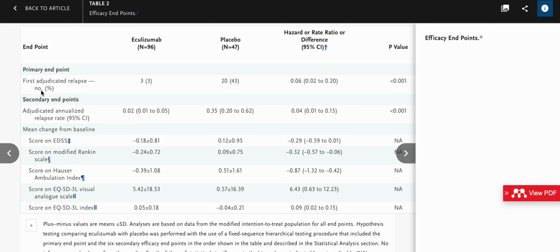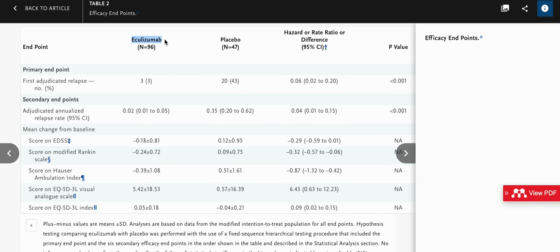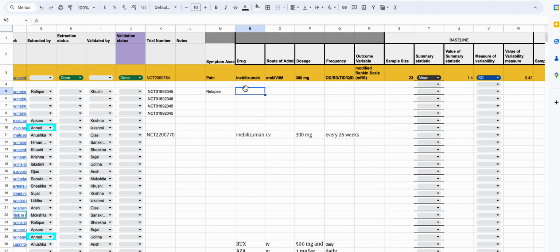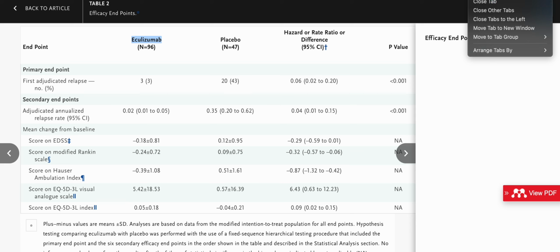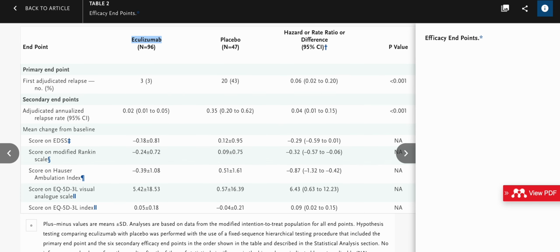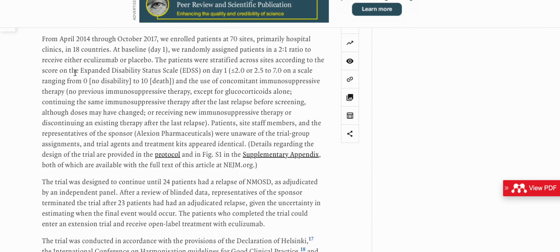So basically these two would come under relapse because they are measuring whether relapse is happening or not, right? So I would write relapse, and then the first drug I would write is eculizumab, right? I would just write eculizumab. And then, is that drug given oral or IV? We would have to see in the paper. Okay, so this is the paper. What they have given is trial design and oversight.